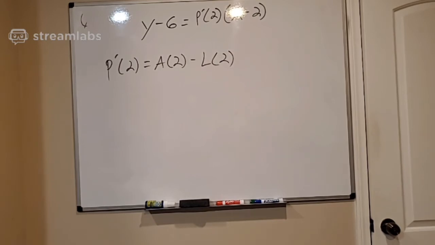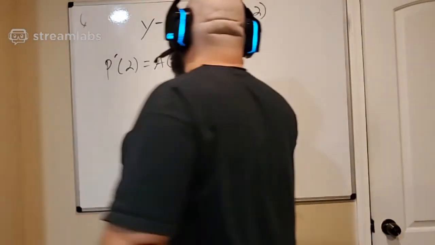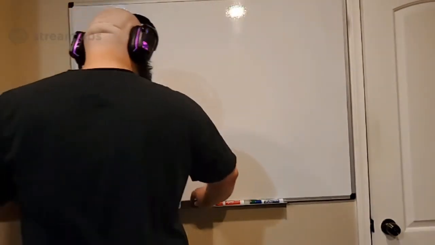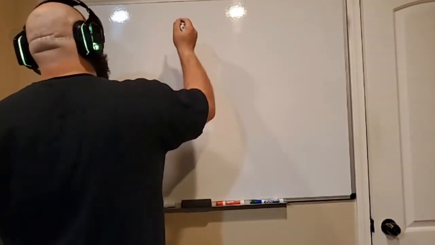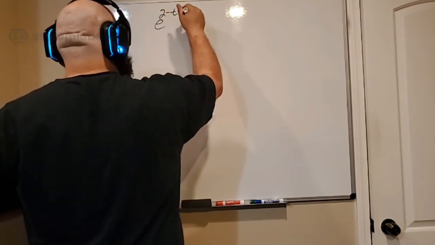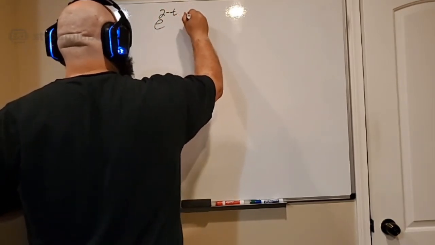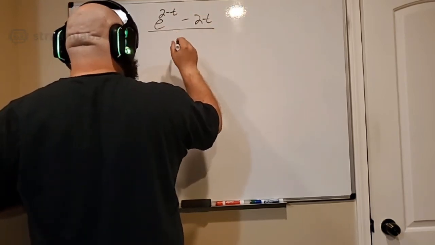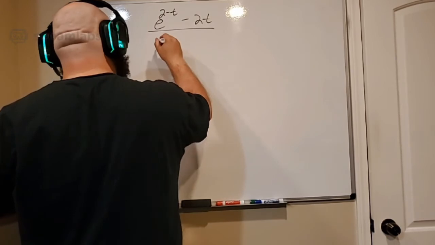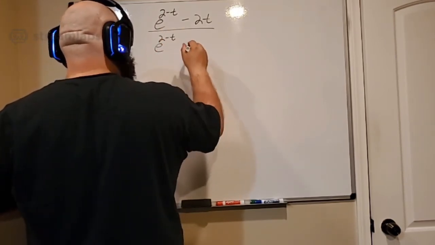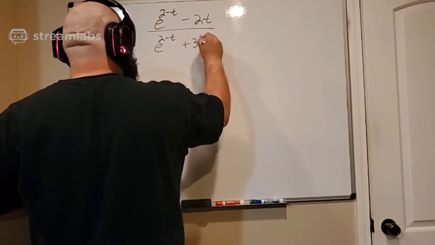Okay. You ready? Yep. e to the 2 minus t, all of that minus 2t, divided by e to the 2 minus t plus 3t. So e to the 2 minus t minus 2t on top, and e to the 2 minus t plus 3t on the bottom.